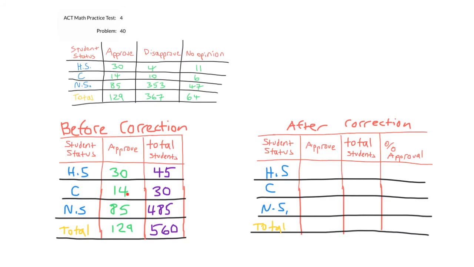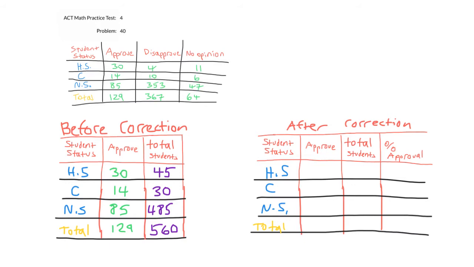So here are two new tables that just sort of highlight aspects of not only this table, but what happens after the correction. Now here's before the correction. It's the same column here, high school, college, non-students in total. And we have, how many approved? We have 30, 14, 85, and 129. So that all lines up perfectly here.